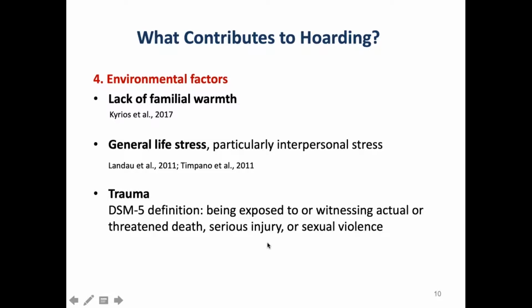Okay, so the last category of factors that can contribute to hoarding is the environmental factors. There are a few types of environmental factors that have been identified. The first type is the lack of familial warmth when the individuals were growing up, and general life stress, particularly interpersonal stress, and trauma.